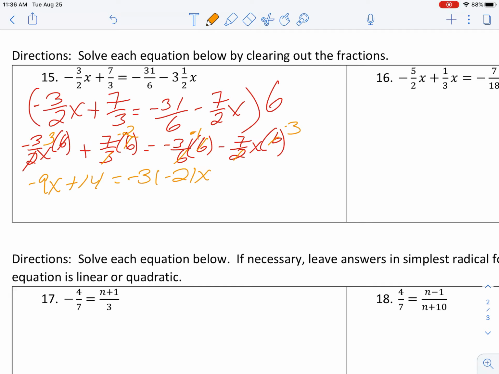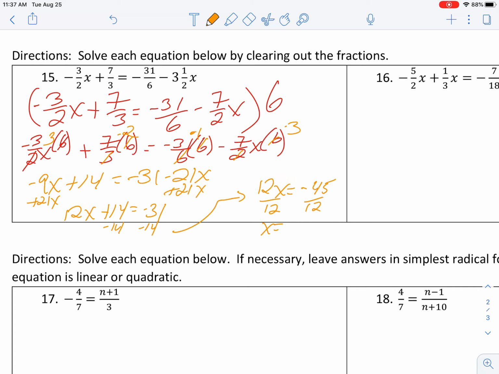So your goal here is to clear out the fractions, and what we've done now is given ourselves a nice integer equation that we've all been solving for a few years. We've got x's on both sides. I'm going to add over 21x now. Negative 9 plus 21 is 12x. The x is all on the left. I'm moving everything else to the right. Watch your signs. Negative 31 minus 14 is negative 45. Divide by 12.